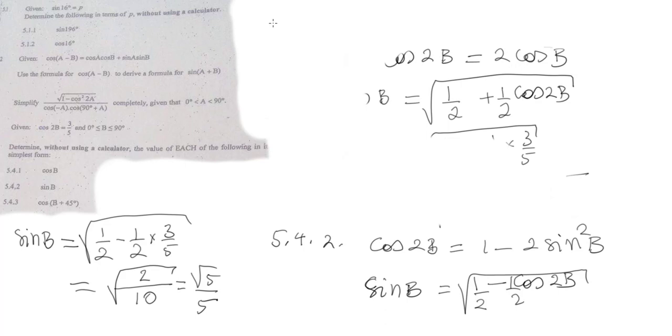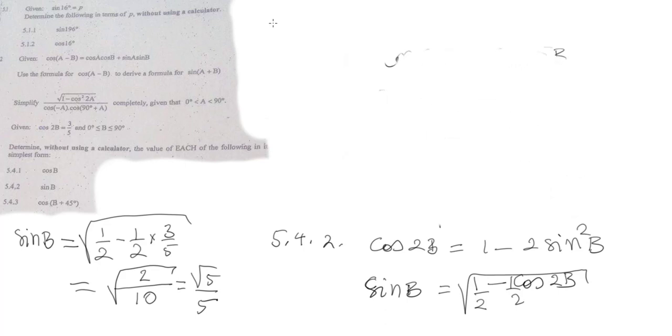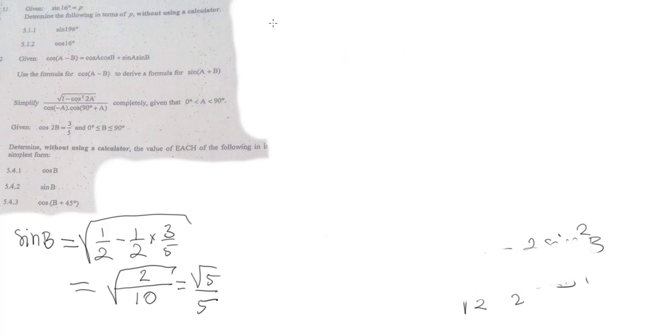Now, let's move to the last one. I think we have to keep these answers. Remember, let's remember that cos b is, what, I think 2 root 5 over 5.